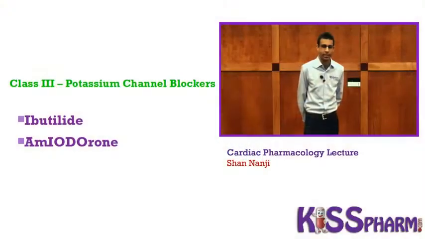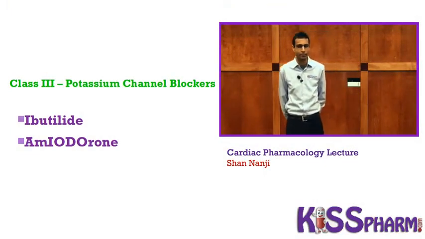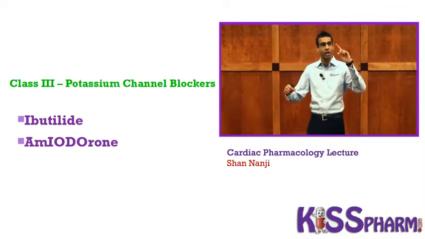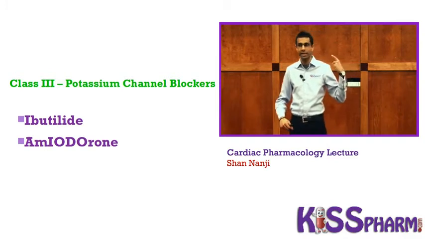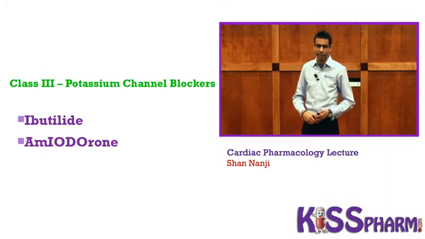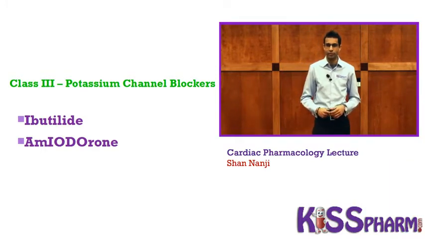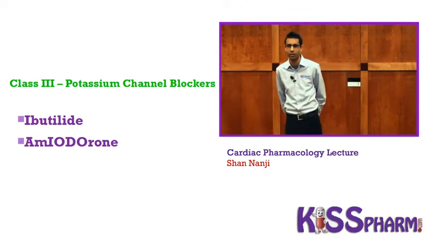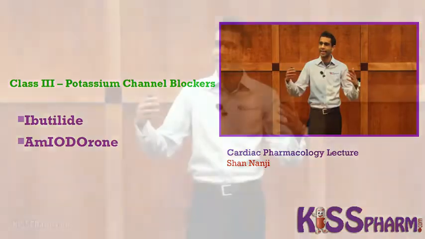And AFib and A-flutter. Now, class 3 are your potassium channel blockers. There's only two I want you to know. Ibutilide and amiodarone. The reason I want you to know ibutilide is because we said that all the sulfonylureas end in IDE. Well, this ends in IDE, so I don't want you to be confused. This is a potassium channel blocker, ibutilide. And there's another one, amiodarone. And if you look at the screen, you'll see 4 nice big letters in amiodarone, I-O-D-O. Iodo, to let you know it has iodine in it, which is why it has all these bad side effects.